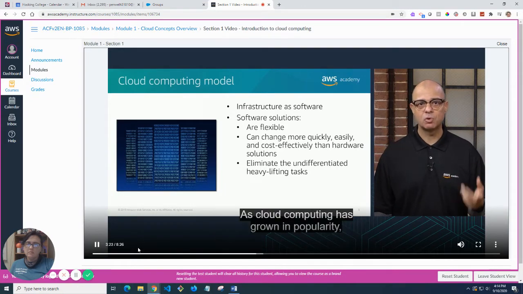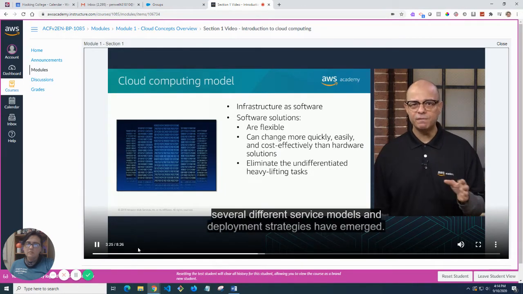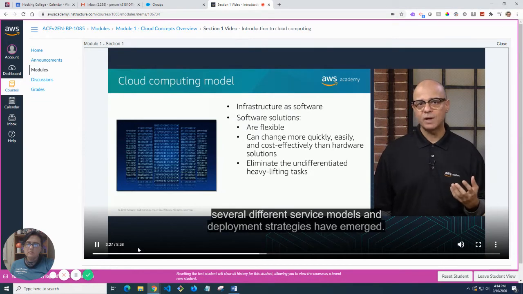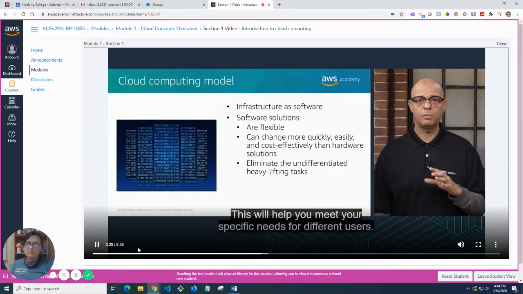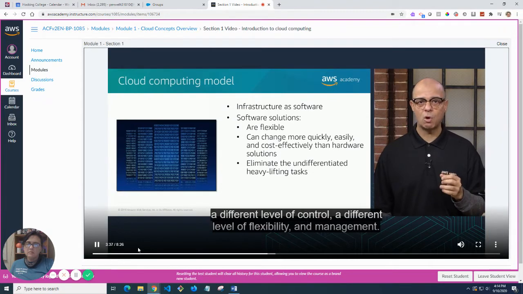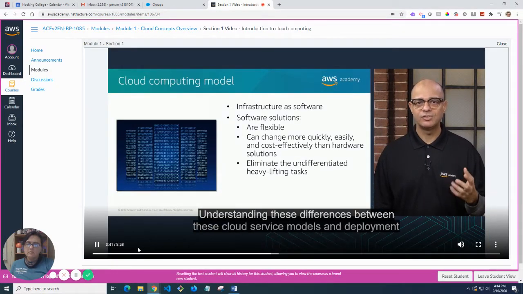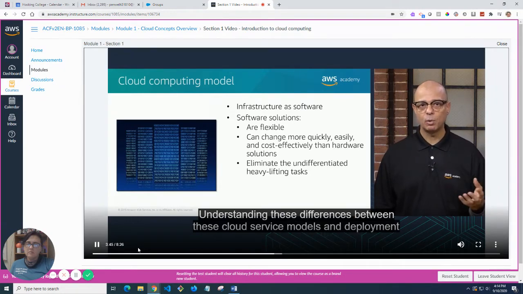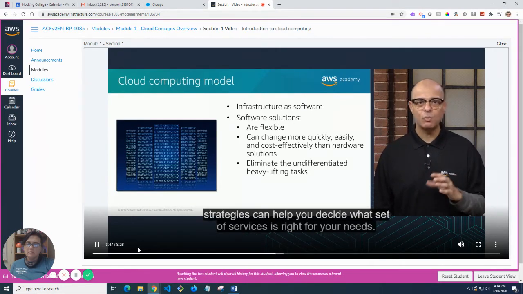As cloud computing has grown in popularity, several different service models and deployment strategies have emerged. This will help you meet your specific needs for different users. Each type of cloud service model and deployment strategy provides you with a different level of control, a different level of flexibility, and management. Understanding these differences between these cloud service models and deployment strategies can help you decide what set of services is right for your needs.